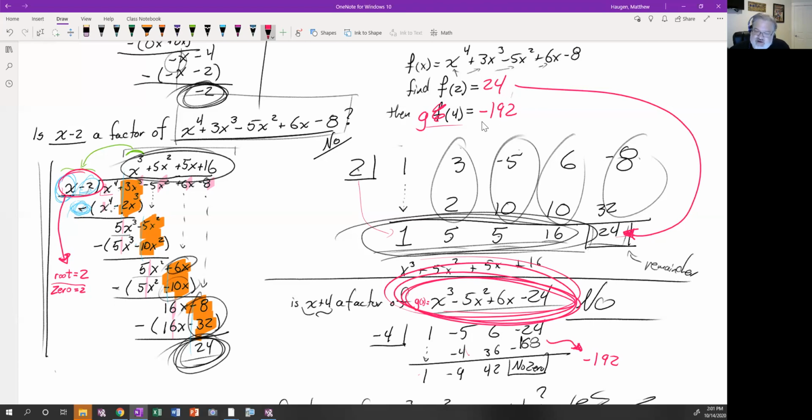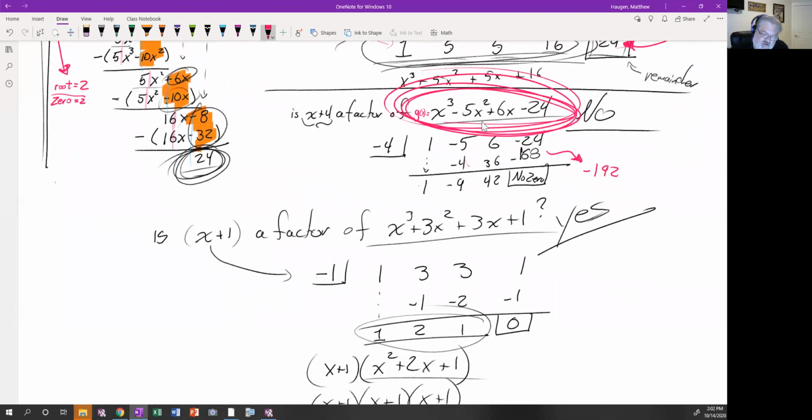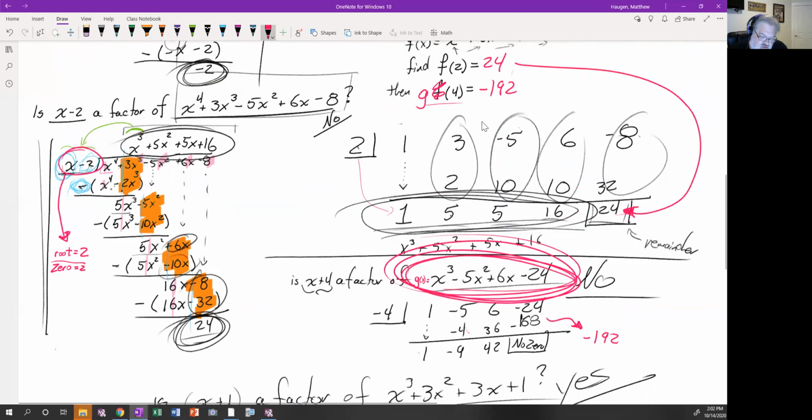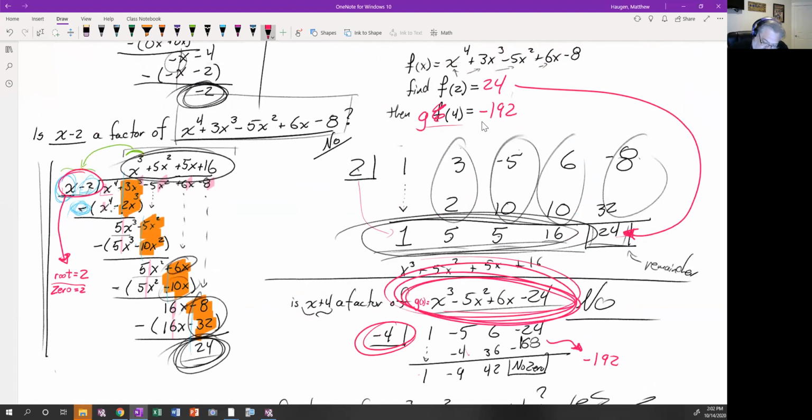So what about that? Did that work? Yes, no, maybe? No? Let me check my synthetic division. Oh, crap. It should have been negative 4. That's what I get for trying to rush at the end.